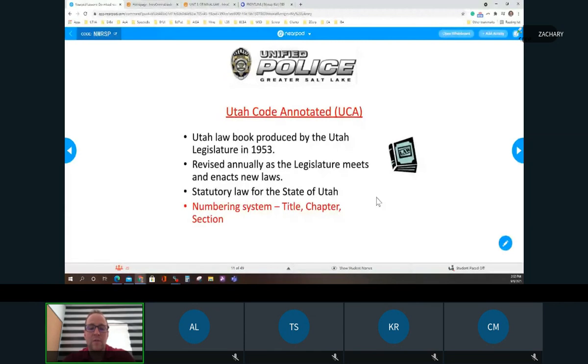Statutory law for the state of Utah has a numbering system with a title, chapter, and section in it. And if you go to the website, I'll type it in the chat if this interests anybody at all, le.utah.gov. That's where you can actually go and look at all of the different statutory laws that are put in place.